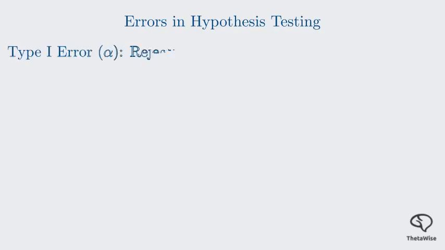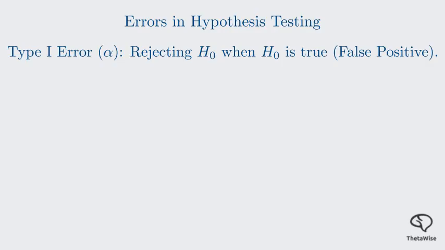Now, let's talk about the errors we can make in hypothesis testing. There are two types of errors, type 1 and type 2. A type 1 error occurs when we reject the null hypothesis, but it was actually true. This is like a false positive. The probability of making a type 1 error is exactly our significance level, alpha.